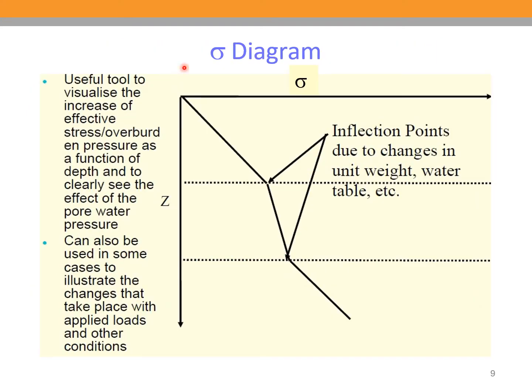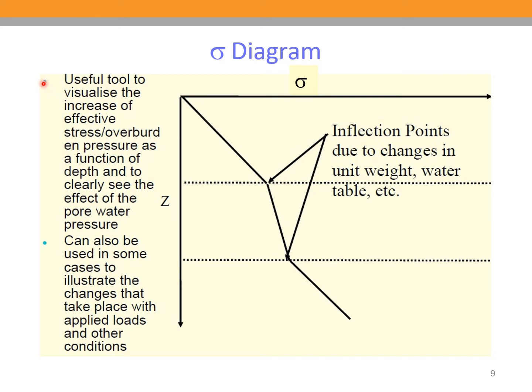Now look at the stress diagram. We have three different layers over here. You can see that you have this type of pattern. Here you can say this is an inflection point, and this is another inflection point. Inflection points occur due to changes in unit weight, water table, etc.